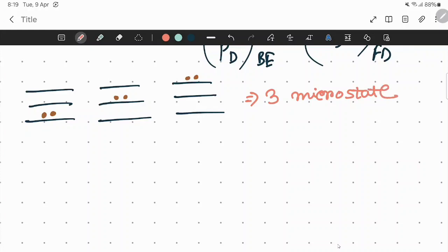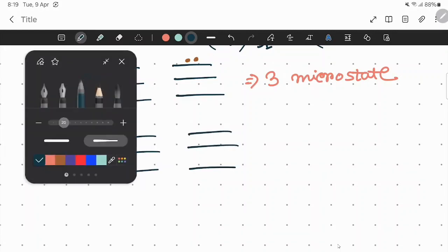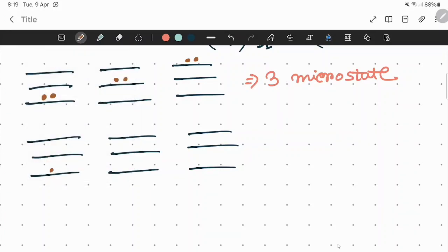And in different states, this may be one, this and this. There is no other. Is anything possible? Two particles should be in different states. So these three are possible. So again there will be three microstates. So total six microstates, right?